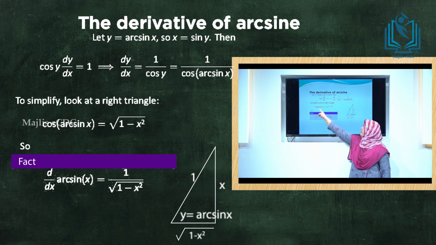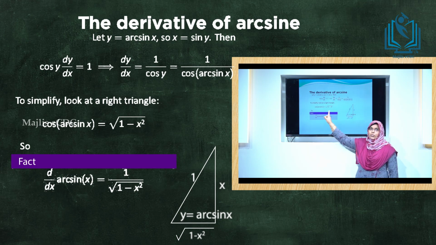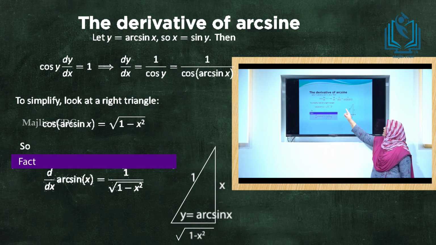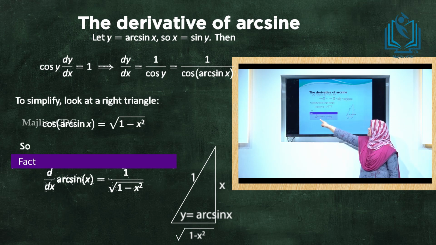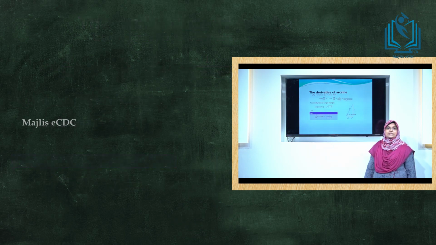Thus, cos(arcsin x) = cos θ. The cosine is the adjacent side by hypotenuse, that is √(1 − x²)/1. So cos(arcsin x) = √(1 − x²). We know that dy/dx = 1/cos(arcsin x). That is, d/dx of arcsin x = 1/√(1 − x²).